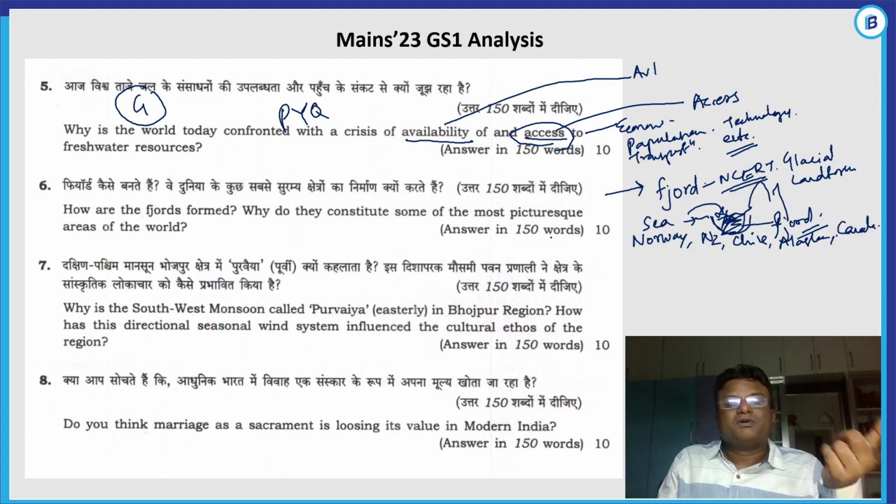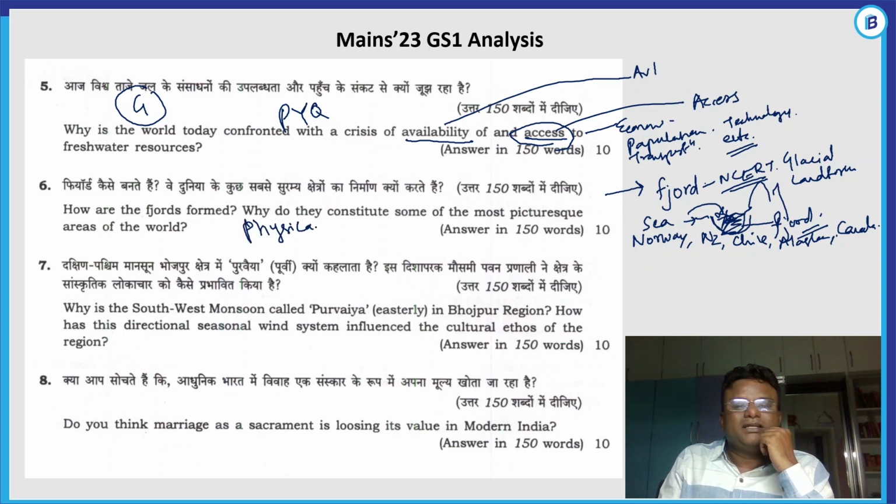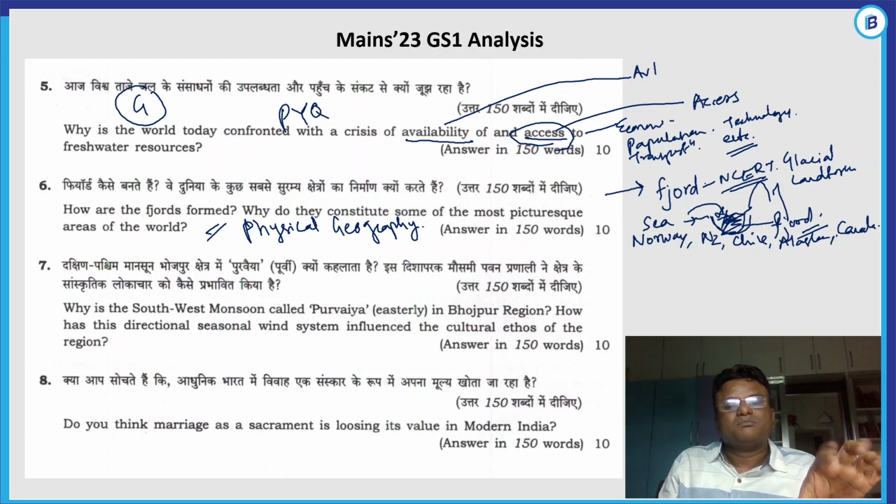If you can remember what fjord is, then possibly you can answer this question. But if you didn't remember anything, then it's a difficult question. Physical geography, again I had identified this as an important topic for this year. Every year one question comes on physical geography necessarily, but until now they were more or less straightforward, simpler questions. This is something which UPSC has found out from some corner somewhere and asked that question.